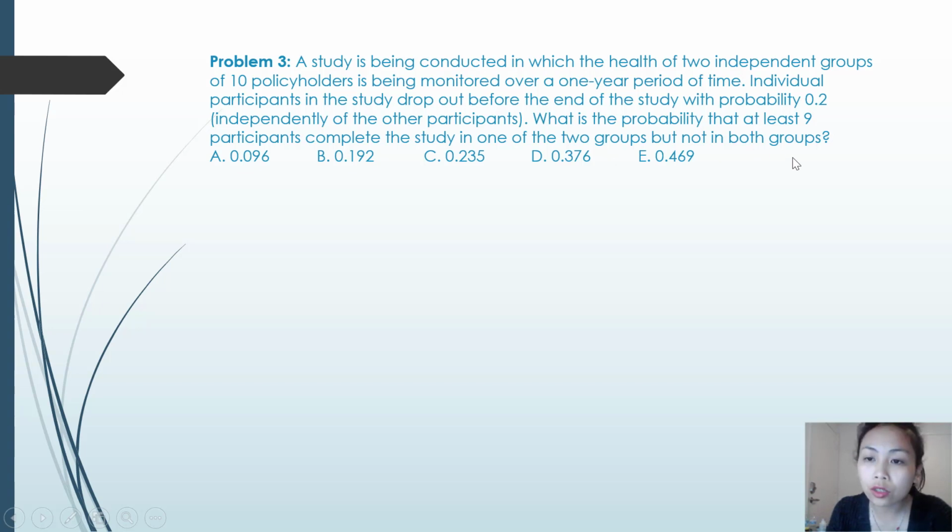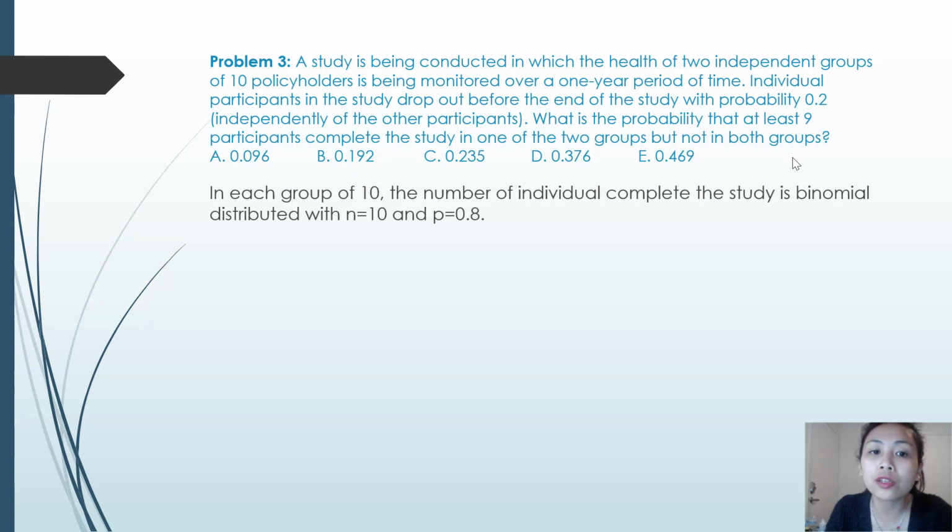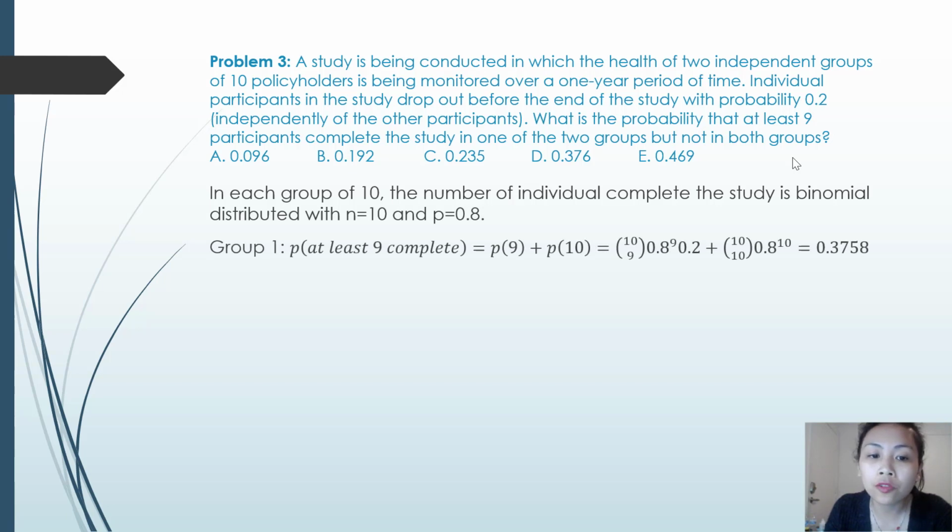So here we have 2 groups. We are going to consider the 2 groups separately and then combine them. In each group of 10 policyholders, the number of individuals who complete the study is binomially distributed with n equal to 10 and p equal to 0.8. In the first group, the probability that at least 9 complete the study is P of 9 plus P of 10, and using the binomial distribution formula we have 0.3758. The probability that fewer than 9 complete is the complement event, so we have 1 minus 0.3758, which is 0.6242.